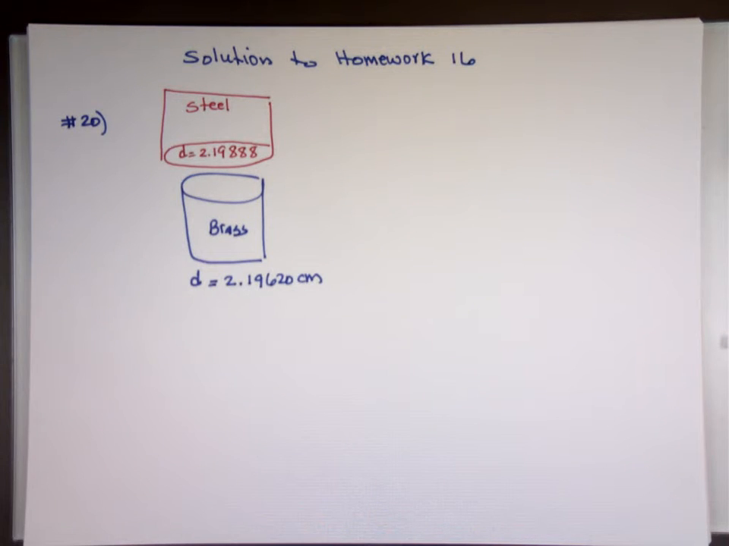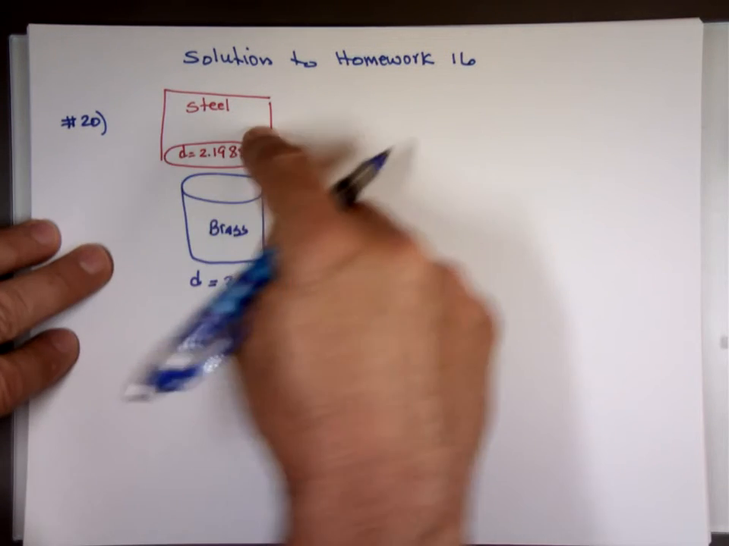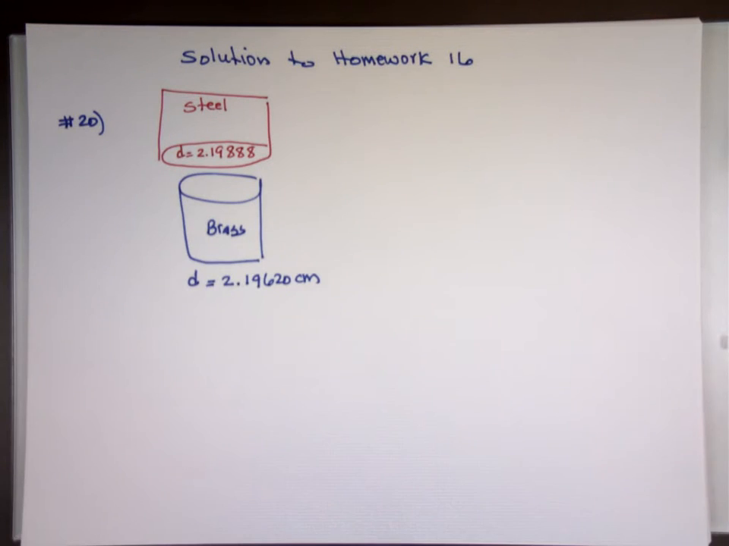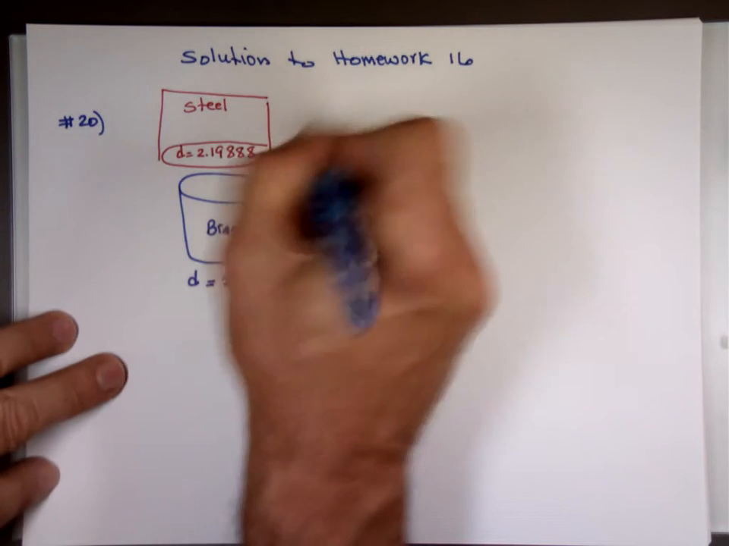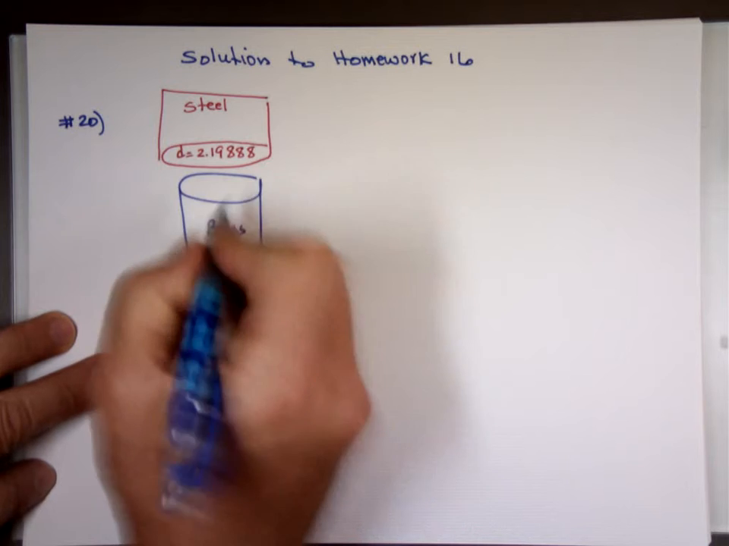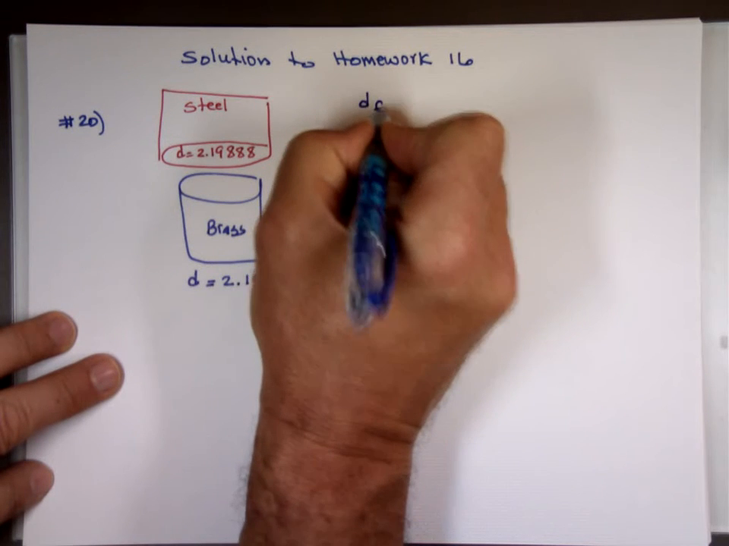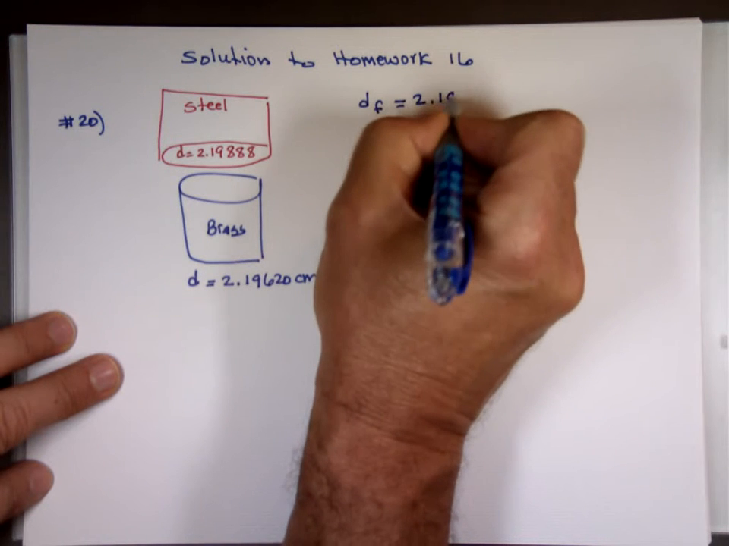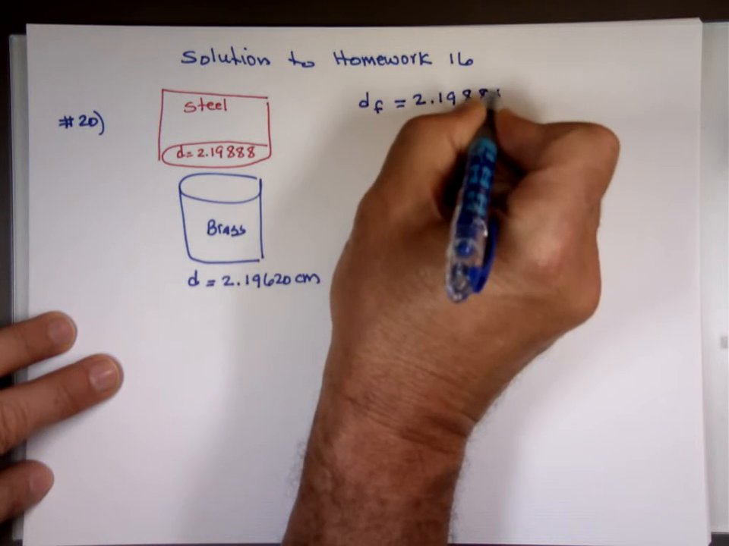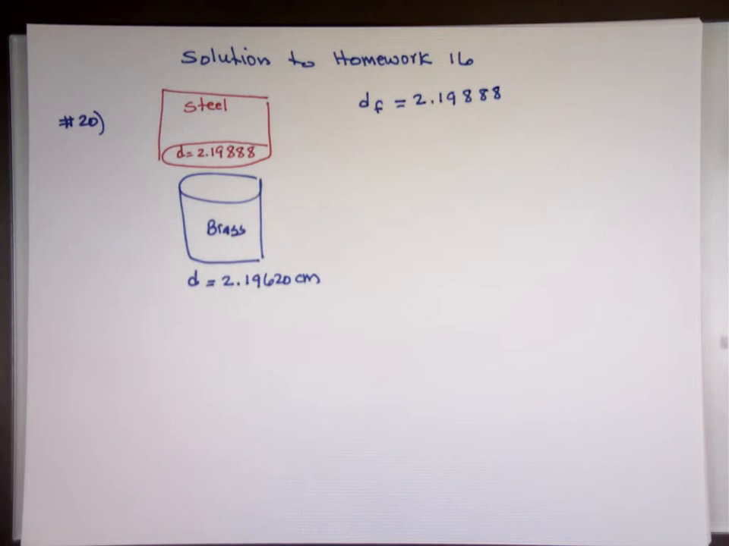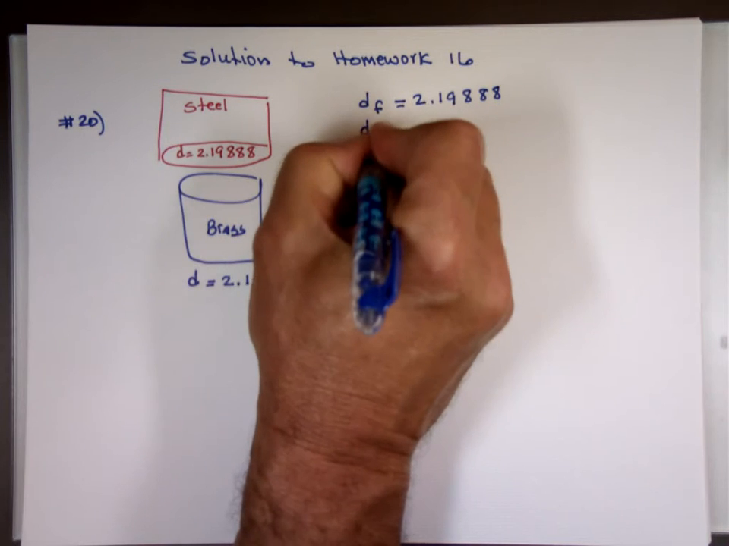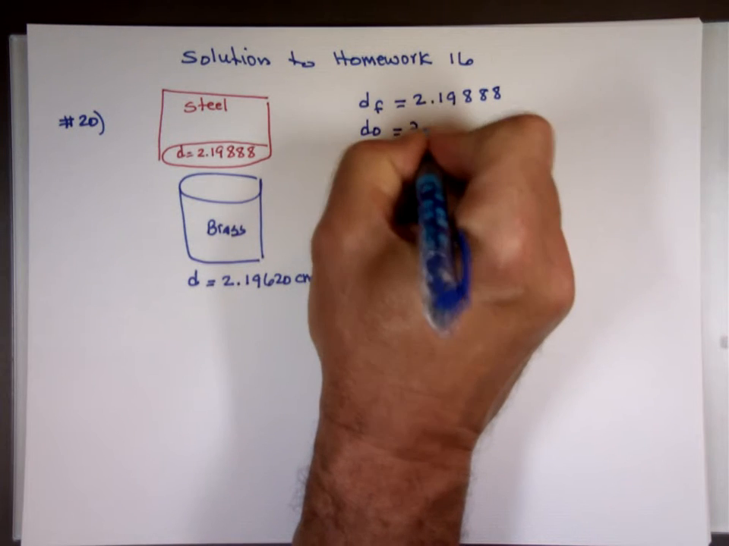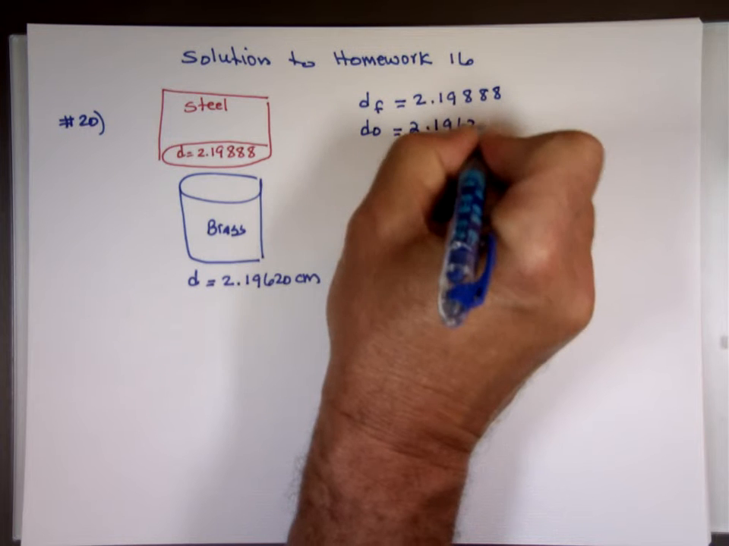And in part A you want to heat this to expand it, to make sure this one fits through it. I need to expand this such that the D final is at least equal to this one, actually a hair bigger. My D initial is 2.19620 centimeters.